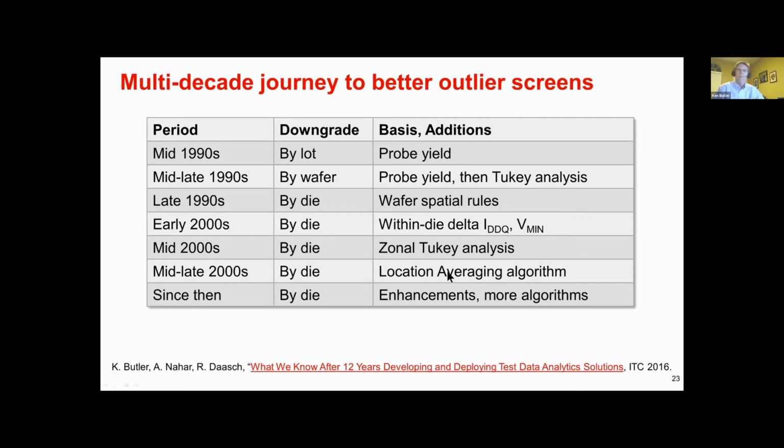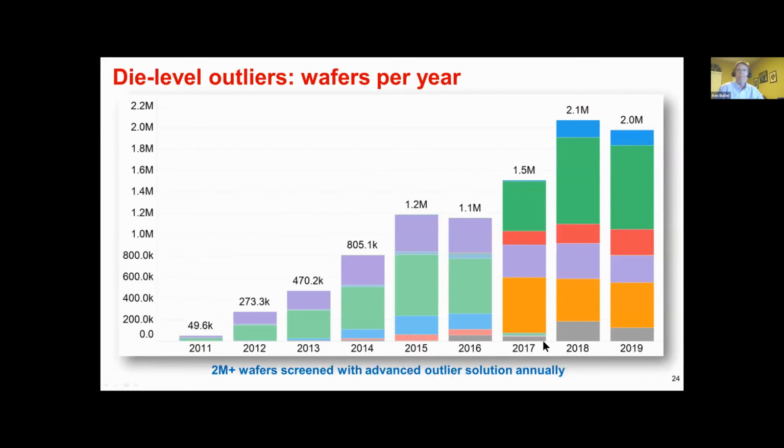In the mid to late 2000s, we started working with Portland State University on something called location averaging. They had been working on that with other people earlier, in the late 90s and early 2000s, and we came up with our own variation on the theme that we've deployed to production now. Since then, we've continued doing die-level discrimination and die-level downgrades, with enhancements to this algorithm and adding more algorithms, moving from univariate statistics to multivariate statistics, and now even machine learning. We have some work going on in that space. And we presented a paper about our experience making this journey a few years ago at ITC to talk about that.